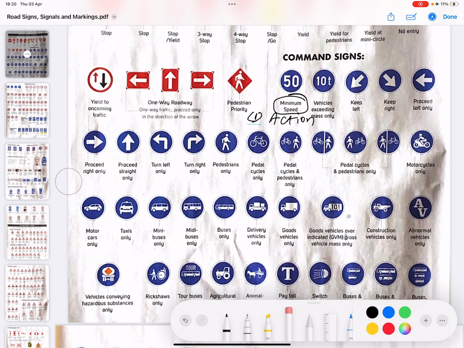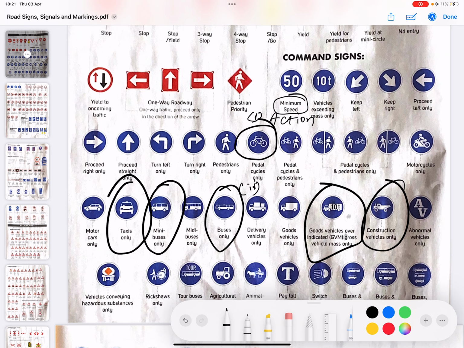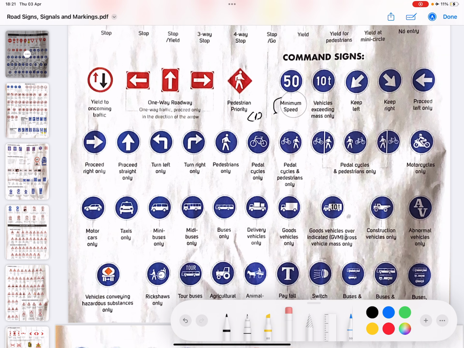The second thing, it talks about the class of vehicle that should drive there. Bicycles, buses, minibuses should drive here. Taxis must drive here. Goods vehicles with over the indicated gross vehicle mass. Construction vehicles are the only ones to use the roadway. So you see, they tell you two things: the action that you must take and the vehicle class that should drive there.